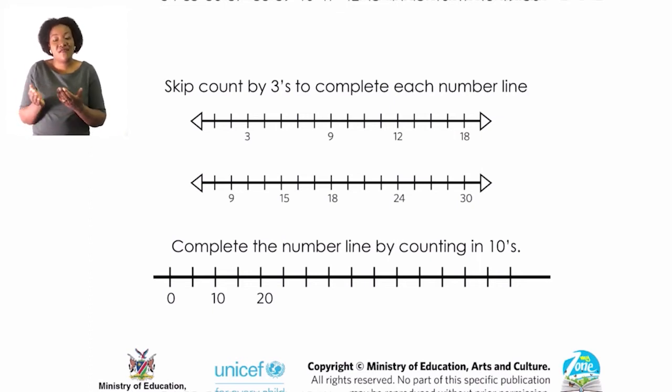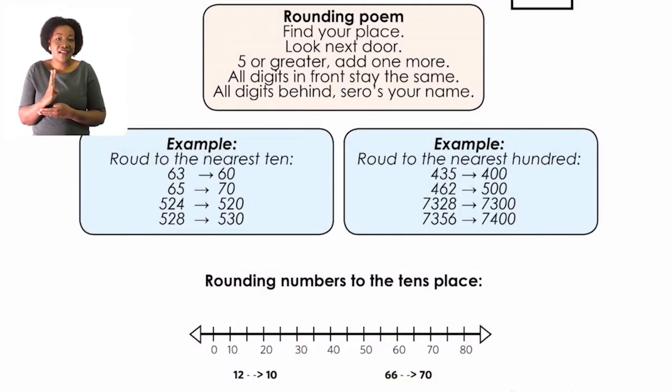Turn to page 4. Now we are going to do rounding off. Let's quickly read the poem there. Rounding poem. Find your place. Look next door. 5 or greater, add 1 more. All digits in front stay the same. All digits behind, zeros are their name.